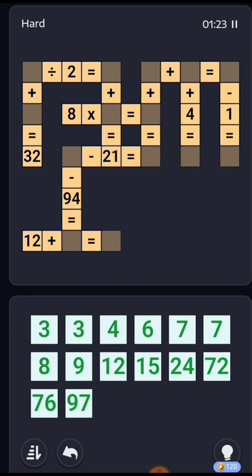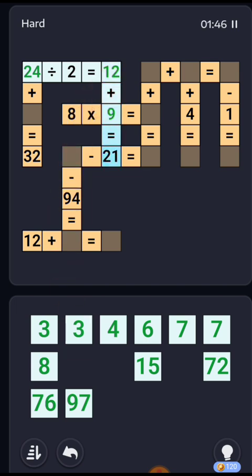Okay, it can't be 8 and 4 because there is no 17. And it can't be 6 and 3 because there's no 18. So it has to be 24 divided by 2 is 12, because 9 is the only number that fits in there. Also, 8 times 9 is 72, so that gives me a little more confidence. 24 over here on the upper left. 24 plus 8 is 32.